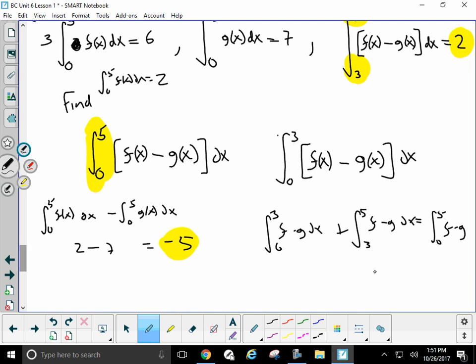So 0 to 3 is what I'm trying to find. 3 to 5 is 2. 0 to 5 is negative 5. So what does this have to be? Negative 7. To solve.